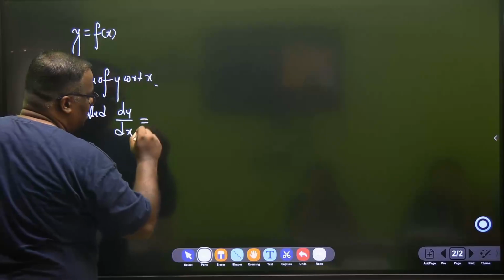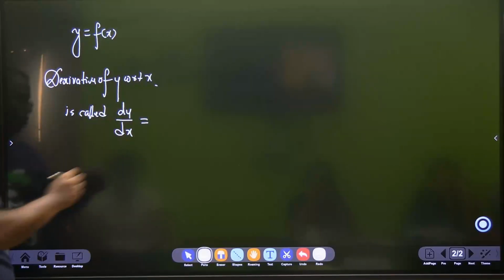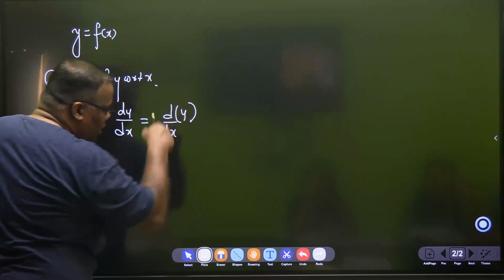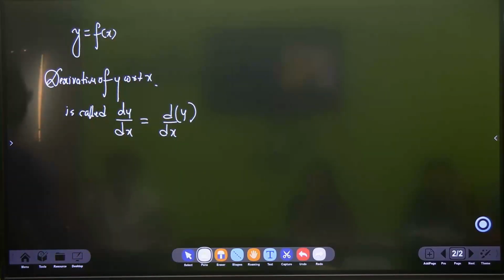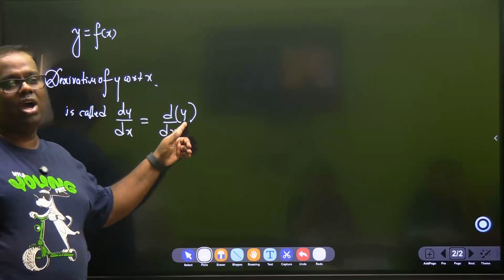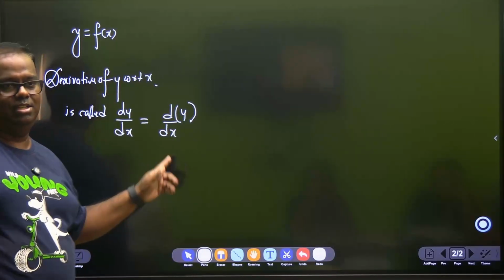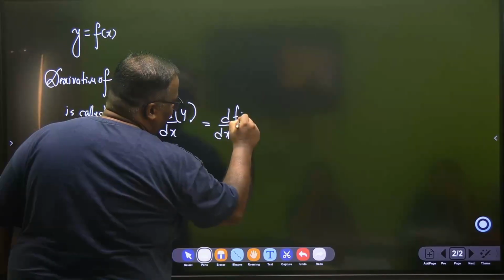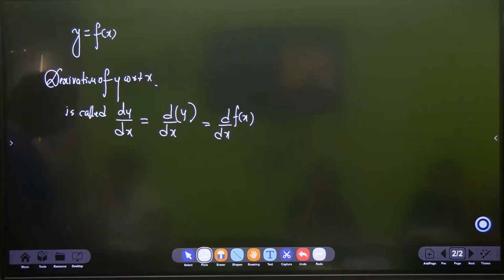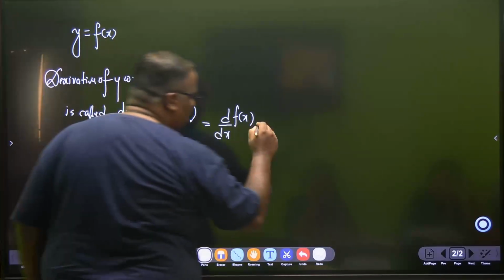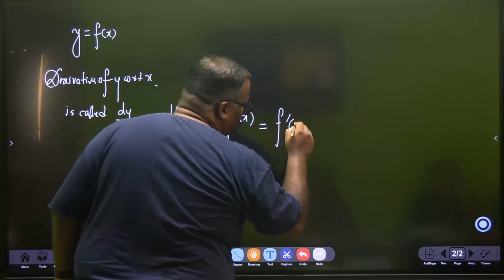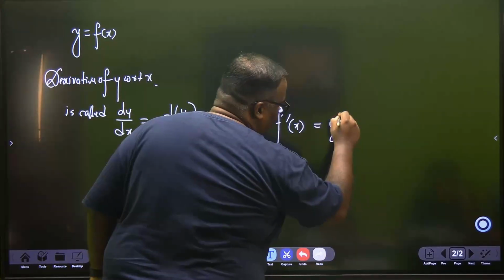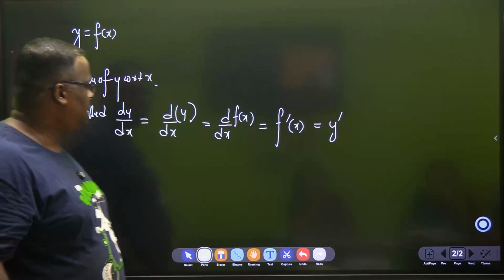It is not that you cancel d and d together. It means you are differentiating y with respect to x. d/dx is called the differential operator. Differentiating y with respect to x can also be written as d/dx of my function f of x, understood? Which can also be called the derivative of the function, f dash x, which can also be called y dash.